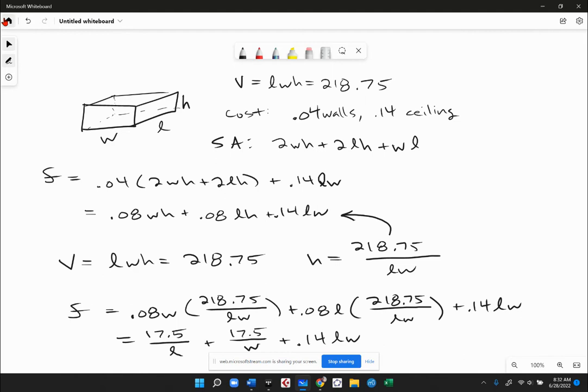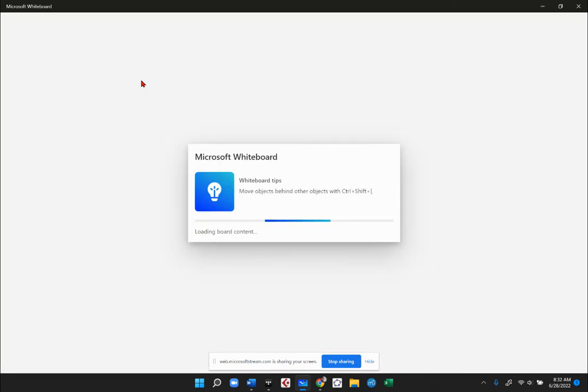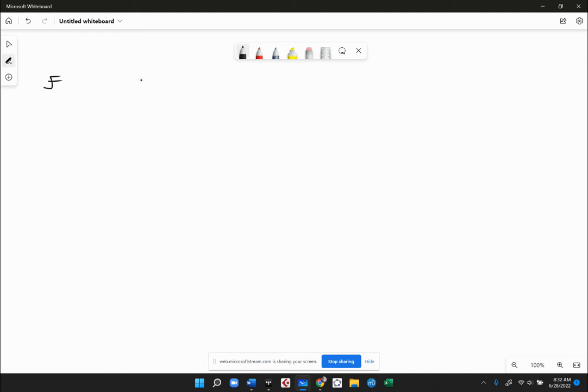Okay, so I guess I need a new whiteboard. So finally our F of L comma W, if you wanted to call them X and Y at the beginning or whatever, you probably should, is, I'm just going to rewrite this using negative exponents, because I know I have to now take some partial derivatives. So it's 17.5 L to the negative 1 plus 17.5 W to the negative 1 plus 0.14 LW. Right? So when you get to this step, you should only have 2 variables. And it might have been different if you did it a little differently, if you solved V for something else, but that's about as good as we're going to get it.